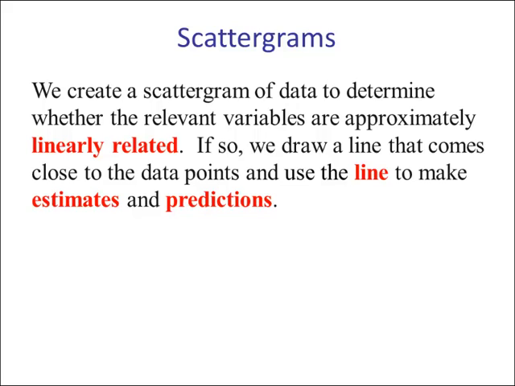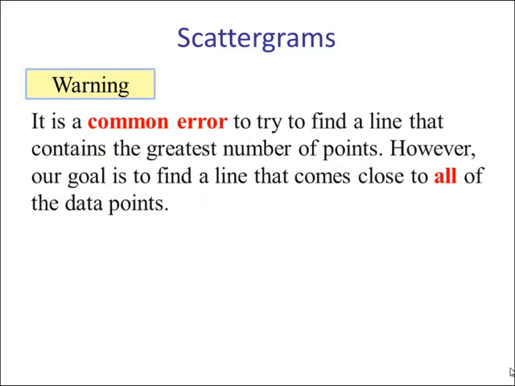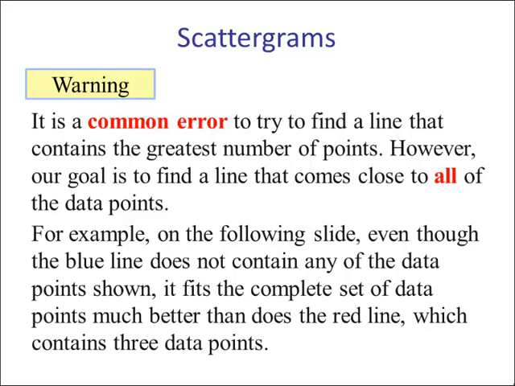We create a scattergram of data to determine whether relevant variables are approximately linearly related. If so, we draw a line that comes close to the data points, and we use the line to make estimates and predictions. It is a common error to try to find a line that contains the greatest number of points. However, our goal is to find a line that comes close to all the data points. For example, on the following slide, even though the blue line does not contain any of the data points shown, it fits the complete set of data points much better than the red line, which contains 3 data points.